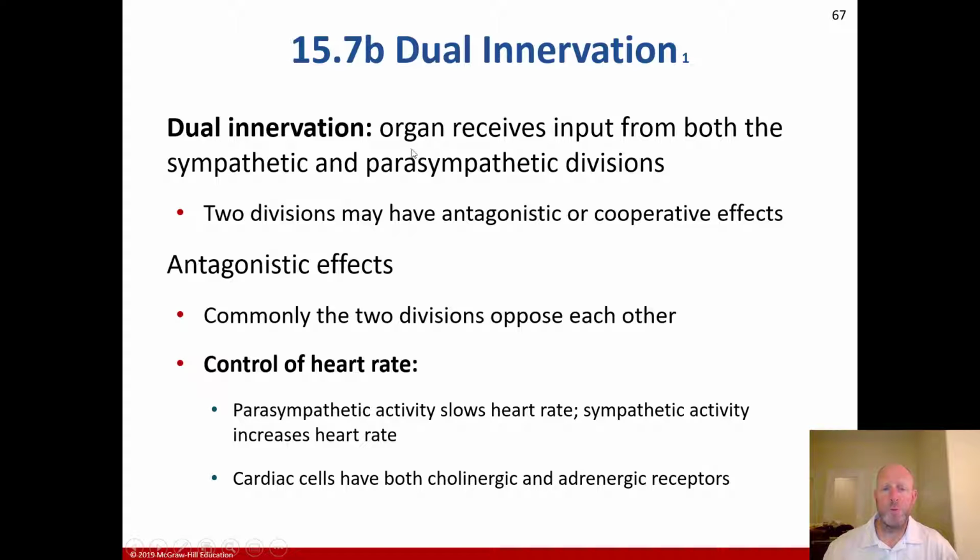Dual innervation, however, is when an organ receives input from both sympathetic and parasympathetic divisions. The two divisions can have antagonistic or cooperative effects. Antagonistic effects would be, obviously, when the divisions oppose each other. Control of heart rate is an example of this, with parasympathetic activity slowing the heart rate and sympathetic activity increasing the heart rate. Cardiac cells have both cholinergic and adrenergic receptors.